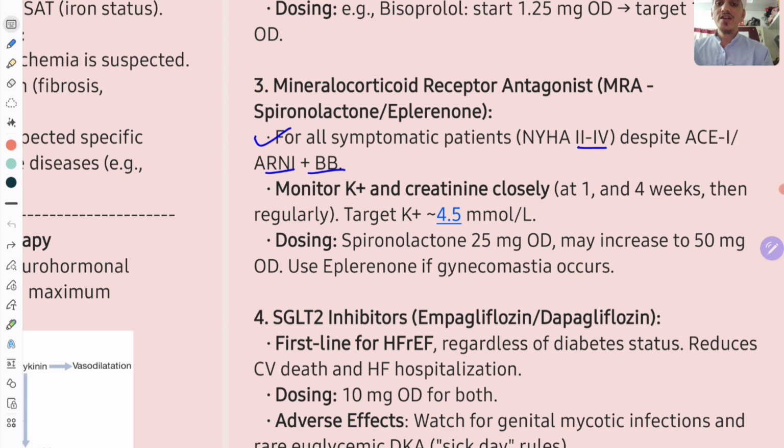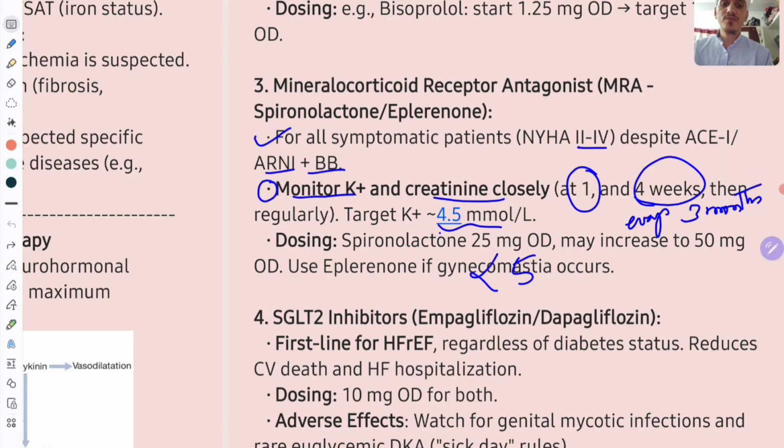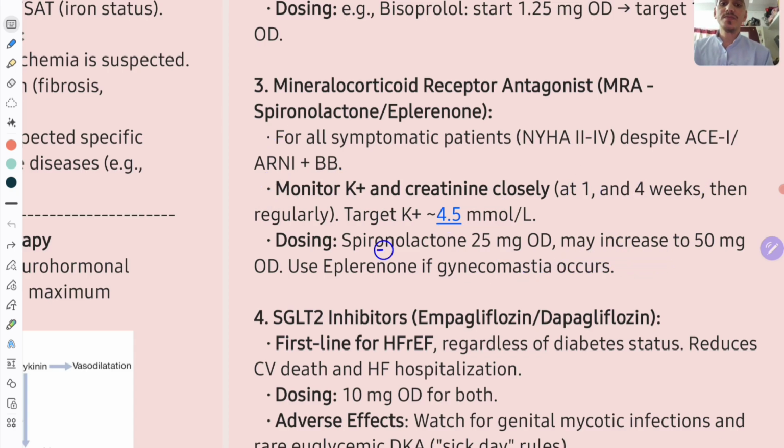Okay. So when you are using this, you should monitor potassium closely and creatinine closely. How? At first week, within 7 days, you should check creatinine and electrolytes, and after 1 month you should monitor. Then every 3 months you can monitor. Okay. Target potassium is approximately 4.5, but potassium should be less than 5.0 millimole per liter. Okay. Dosing, for example, spironolactone 25 mg OD. You can start it with 12.5 mg OD and increase it to 25 to 50 mg OD. Okay. You can use eplerenone if gynecomastia is a concern.